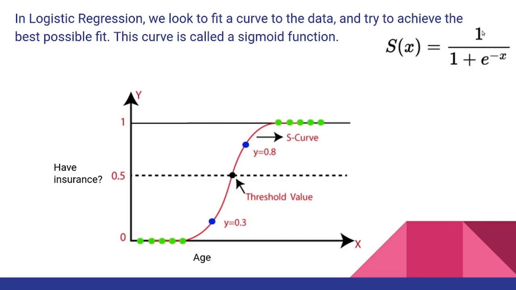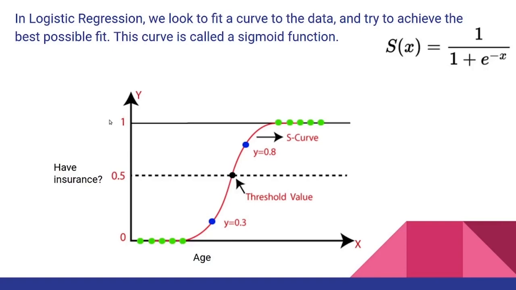And we can clearly see that because here if x tends to positive infinity, then this e to the negative x term vanishes to 0, and we have the function value approaching 1. And if x tends to negative infinity, we have e to the negative x approaching positive infinity, or the whole function approaching 0. So using this sigmoid function, we can fit a particular curve for our data set. Over here, we have a very simple example of logistic regression.